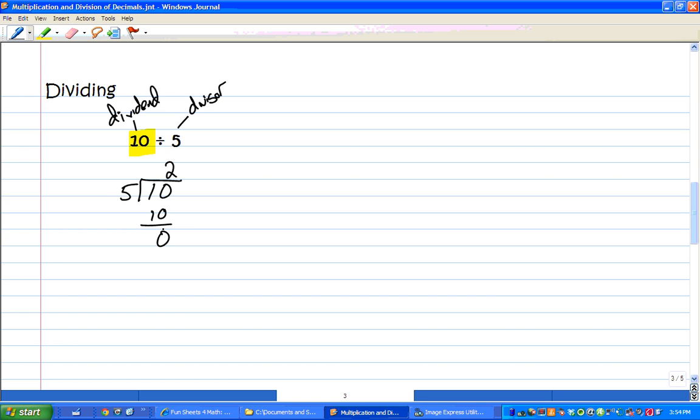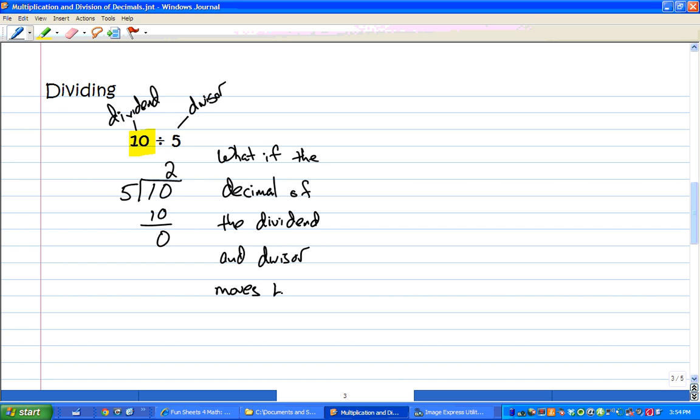All right, well, now I got a question for you. What if, you don't have to write this down, what if the decimal of the dividend and divisor moves the same direction by the same number of places, or the same amount? What happens? So in other words, I have the same problem, 10 divided by 5.